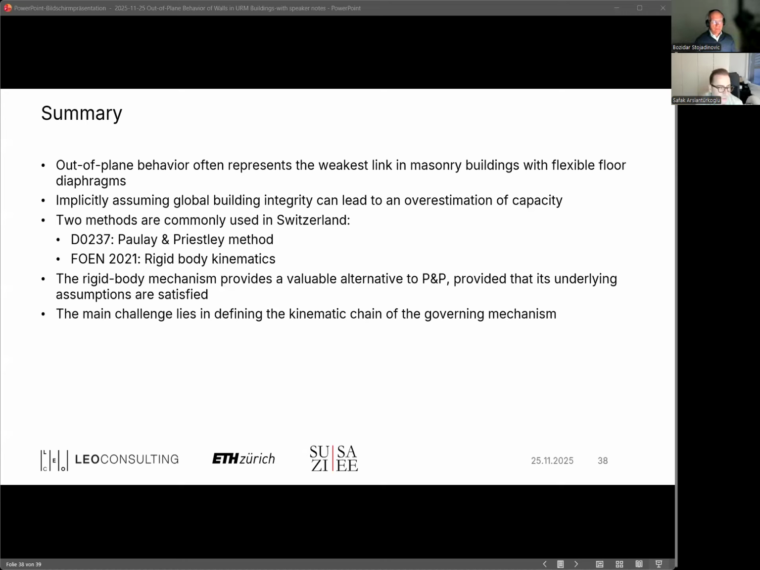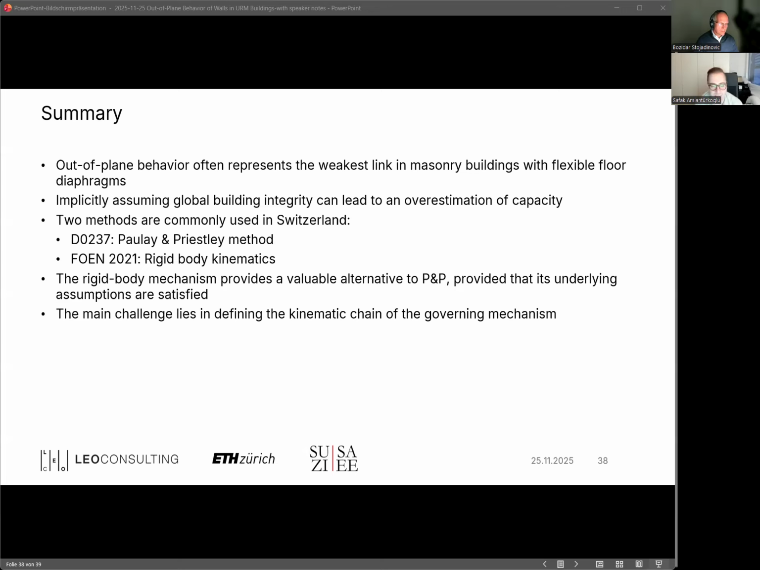With a focus on Switzerland, two methods are commonly used for the assessment of out-of-plane behavior. The first one is the Paulay-Priestley method. This was also implemented into the SIA documentation, and that is probably one of the reasons why it's a popular method in Switzerland. And then we have a more recent document, the FOAN, that deals with rigid body kinematics. It's a different, alternative approach.